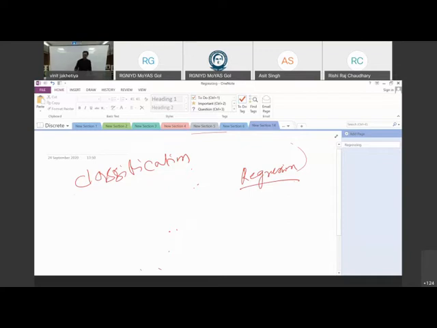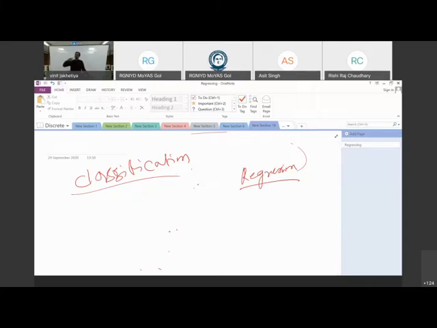Classification means you have one object, and you want to classify that object into category 1 or category 2. This is classification, right? Take an example: I have a basket of fruit. Banana is there, orange is there, mango is there. I want to train a model which will tell what kind of objects are available in my basket. This is a classification problem.